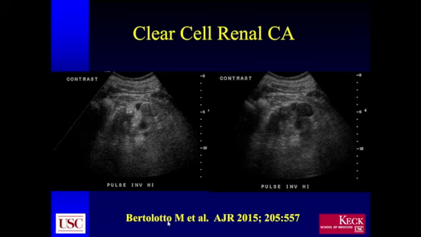And again, an article published now several years ago by Bertolotto actually confirmed that contrast-enhanced ultrasound can be of value when you have indeterminate lesions on contrast-enhanced CT or MR.